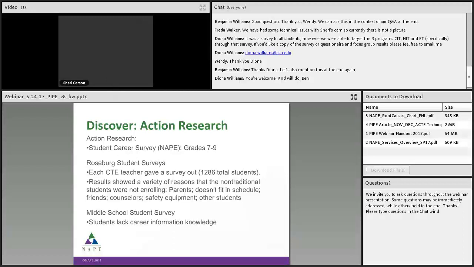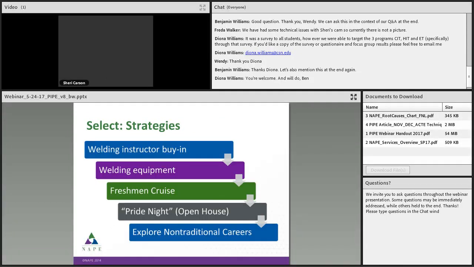And then we also did a student survey. Here at Roseburg, we had 1,286 surveys returned. The results showed that parent influence was a big reason why students didn't get involved in these types of classes. Their schedule wasn't accommodating to it. Comments from friends, and counselors when they went to schedule their classes. Sometimes if a female said they wanted to take a non-traditional course, it was kind of discouraged.